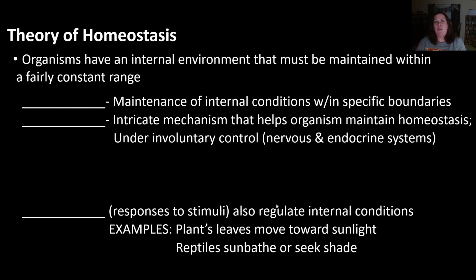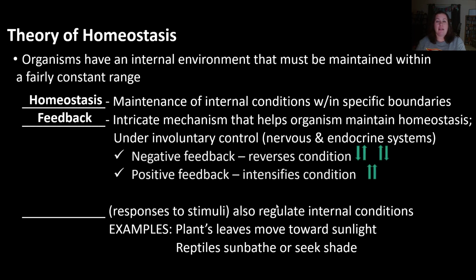All right, the theory of homeostasis. This is organisms have an internal environment that must be maintained within a constant range. Now, it's not exact. There's normally like a window, but it's not a very big window here. So homeostasis is the maintenance of an internal condition within specific boundaries. And feedbacks are the integrated mechanisms that help the organism maintain homeostasis. Now, this is under involuntary control, meaning the nervous system or endocrine system is going to do this for us.